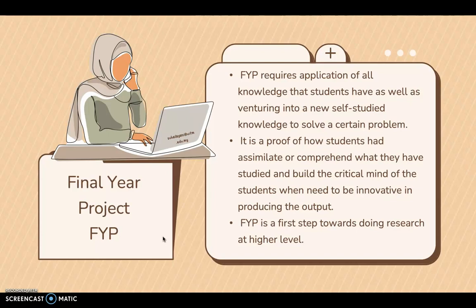FYP is also a proof of how students have assimilated or comprehended what they have studied, and builds the critical mind of the students when they need to be innovative in producing the output. Which means FYP is a first step towards doing research at a high level. In order for you to develop a system, you need to tackle what the problems are, and what the proposed solutions are that I will make to solve or minimize the problem that I have identified. So this is all about you proposing a solution with a thorough study of the problem that you have identified.